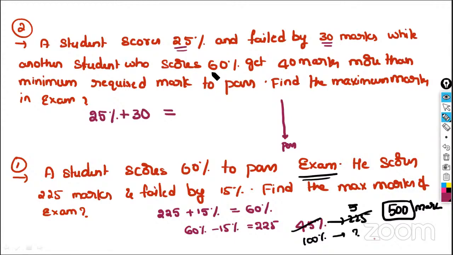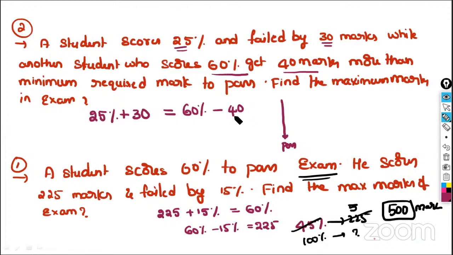Another student got 60% marks and 40 marks more than the minimum required to pass. That means he was getting that 60%, but the 40 marks is more than the pass mark. If I subtract the 40 marks from 60%, what will happen? That will be the pass mark.